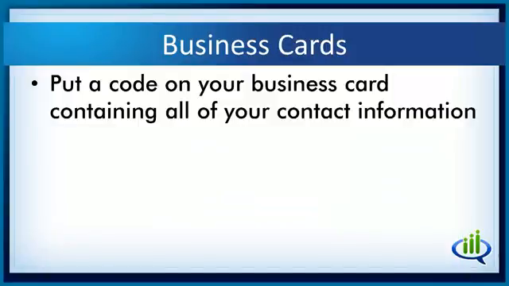First one is put a code on your business card containing all of your contact information. That way, when someone gets home from the convention or wherever, they take your card, they scan in your card, and immediately you go right into their contact information with all of your data about you, your phone numbers, your email addresses, your websites. All that information goes right into their system. Great way to make it very easy for people who get your business cards.